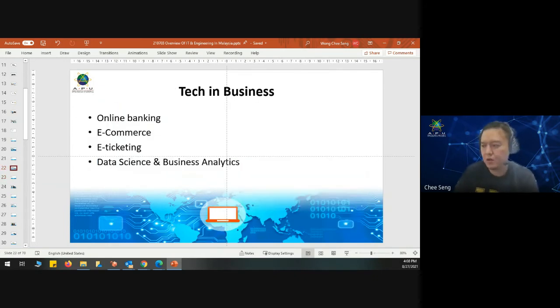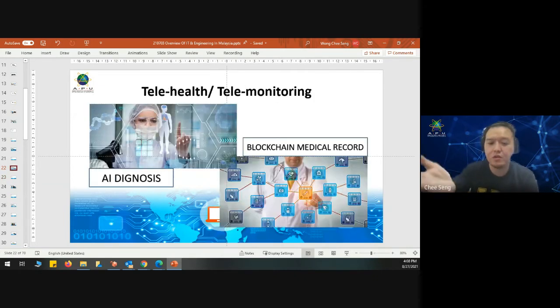Okay, so in a way, what it's telling you is that a doctor not just needs to know how to treat patients. You also need to understand and adopt technology as well.